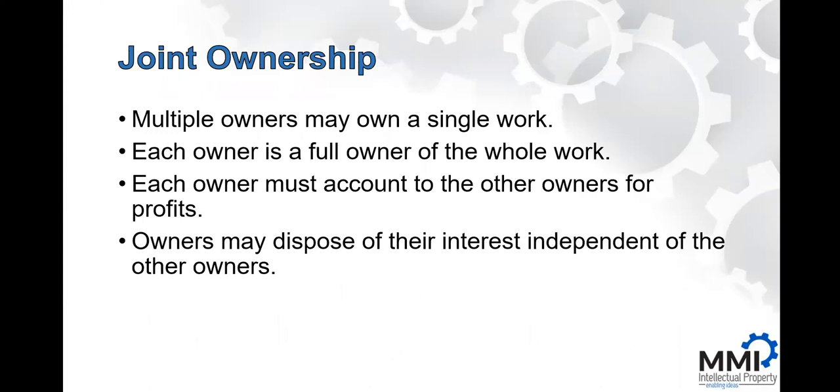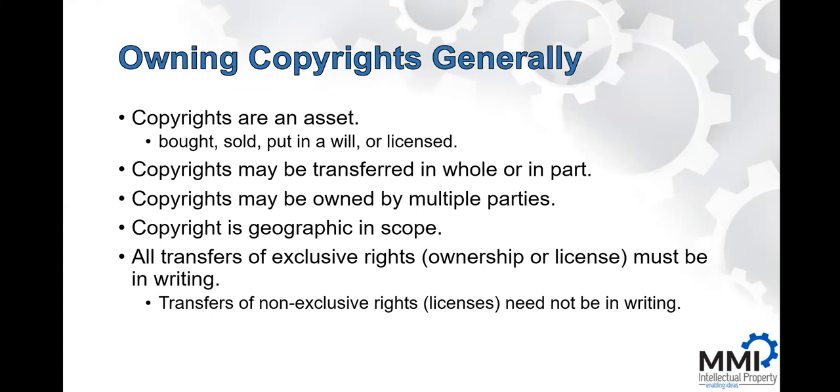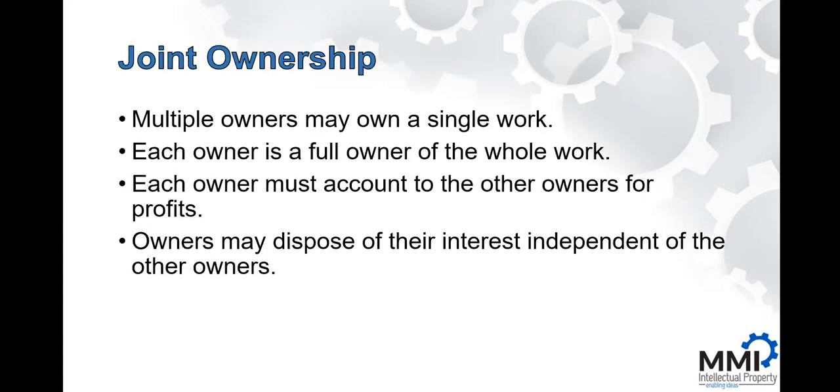So, joint ownership as distinct from joint authorship. I've said that you could distribute the copyright in whole or part. An excellent example is the catalog by the Beatles. The four Beatles have joint ownership in the works that they created. So there's four of them.